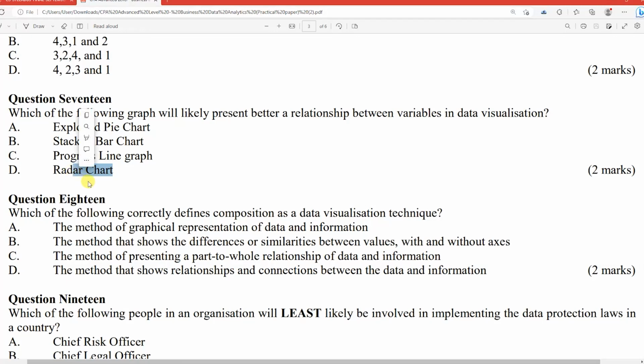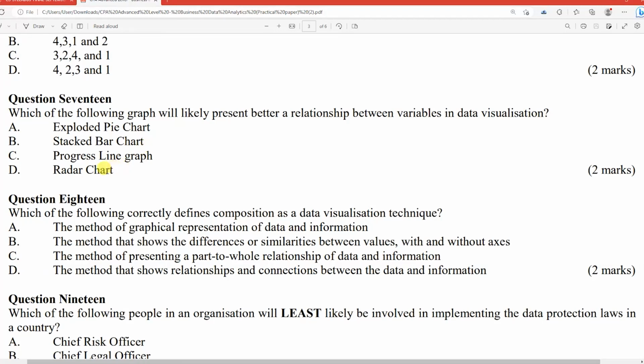And therefore, candidates, in general, a stacked bar chart or a line graph would likely present a relationship between variables better than an exploded pie chart or a radar chart. But the specific choice depends again on the data being analyzed.